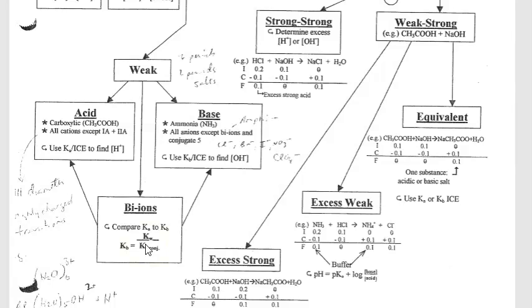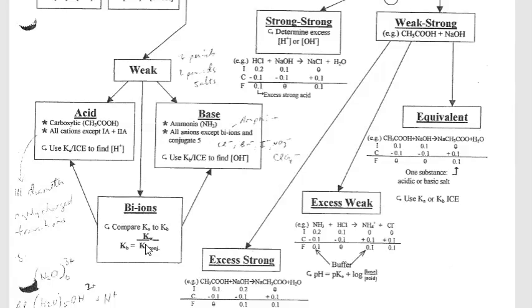If I have a base, I have a conjugate acid. And Ka times Kb is equal to Kw. We're going to need that, not necessarily right now in chapter 14, but we'll take a look at that in chapter 15.